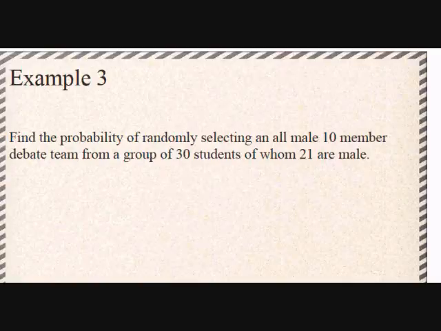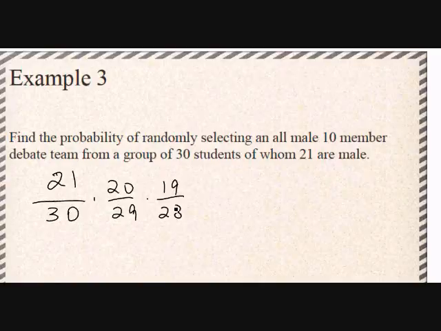Okay. So to get the first male, what's the probability? I'm going to go 21 out of 30, and I'm not going to simplify my fractions at all. Okay? So there's 21 males out of those 30 students. I have picked that name, and I have set that guy aside. What's the probability that the next one I'm going to pick is going to be male? 20 out of 29. And the third one is going to be 19, and there's only 28 left.